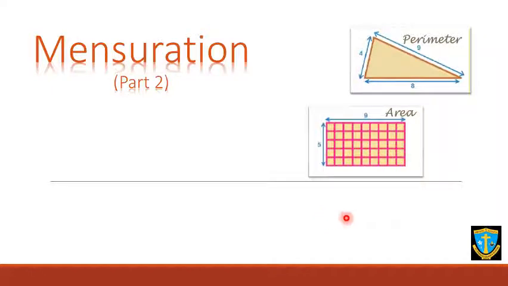Today we will have a look at the chapter Mensuration Part 2. Last time we spoke about perimeter, and now we will try to understand what is area and also learn to find the area of the shapes which are given to us.